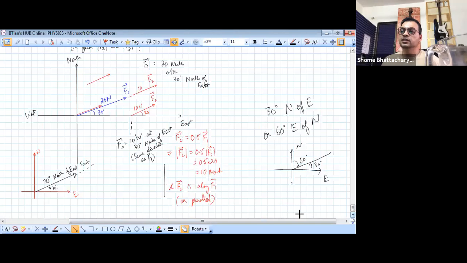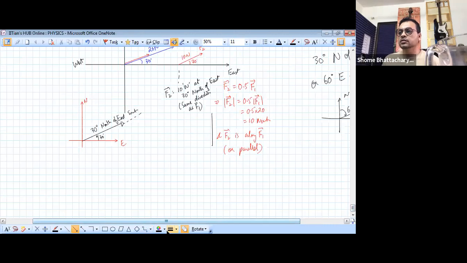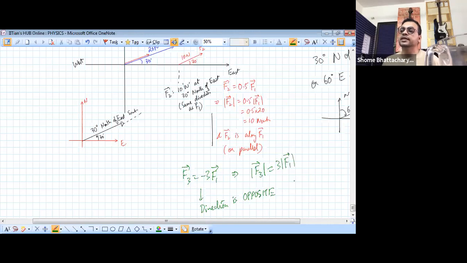And now, in comparison, how will F3 look like? Okay. So, F3 is given to me. F3 is minus 3 F1. So negative sign means direction is opposite. Okay. But also it means that the magnitude of F3 will be not minus 3 but 3 times. Because magnitude cannot be a negative quantity. Okay. So it is mod of minus 3, which is 3 times F1. So it will become 60 newtons. So F3 will be a force like this now.